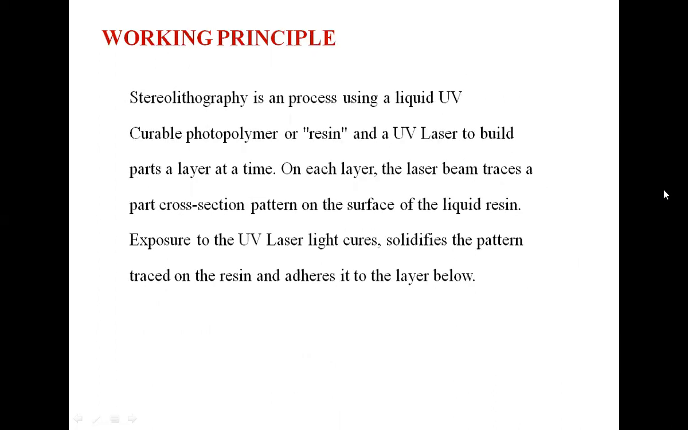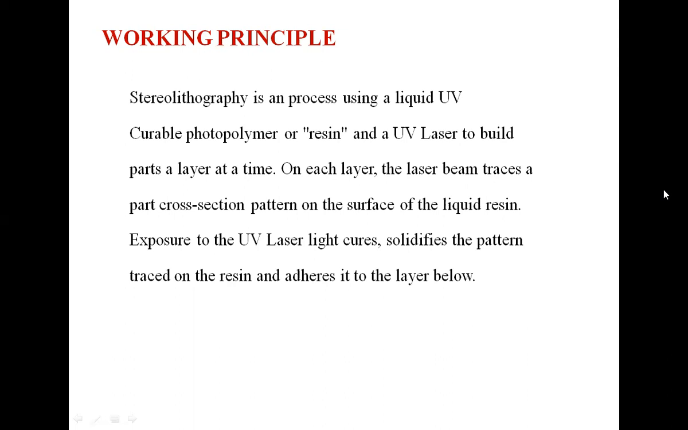Next is working principle. Stereolithography is a process which uses a liquid UV, ultraviolet, curable photopolymer or resin and a UV laser to build parts a layer at a time. On each layer, the laser beam traces a cross-section pattern on the surface of the liquid resin. Exposure to the UV laser light solidifies the pattern traced on the resin and adheres it to the layer below.